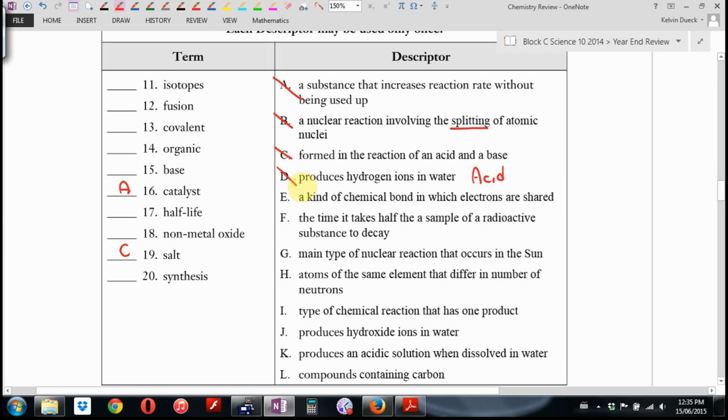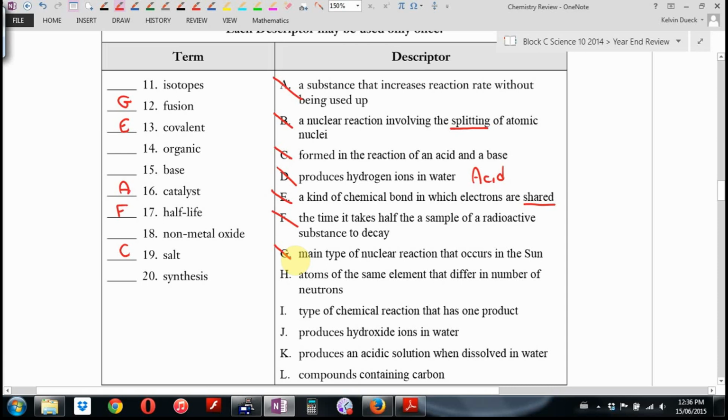Come back to that. The kind of chemical bond in which electrons are shared. I always remember another word for sharing from Sesame Street: cooperation. Which bond has sharing? Covalent. Cooperation. Covalent. That's going to be E. The time it takes half the sample of a radioactive substance to decay. Half-life. F. Number 17 is F. The main type of nuclear reaction that occurs in the sun. Fusion. We can also do it on the Earth. We're getting closer.